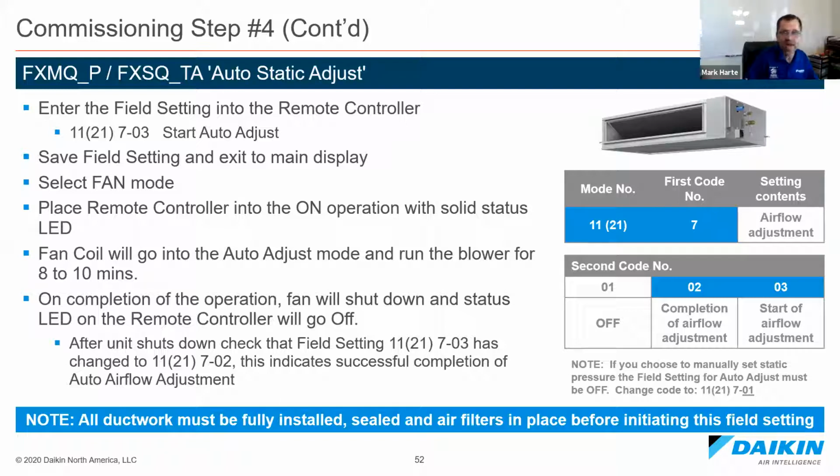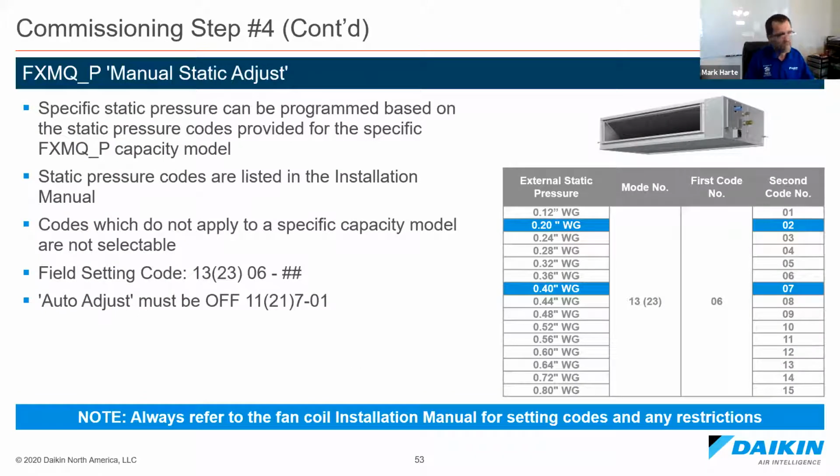What if that's not enough and you're trying to air balance, get more airflow? You can do a manual static setting. That's another field setting in the remote control. You can do all of these static settings here, and you just change the code. You go into that field setting and you change the code. So if you want 0.56 inches of water, you would go to 11. So you can manually set the static, and that's available on the MQ and the SQ. You can do it for either one of those. And like I said, that's done from the remote controller.